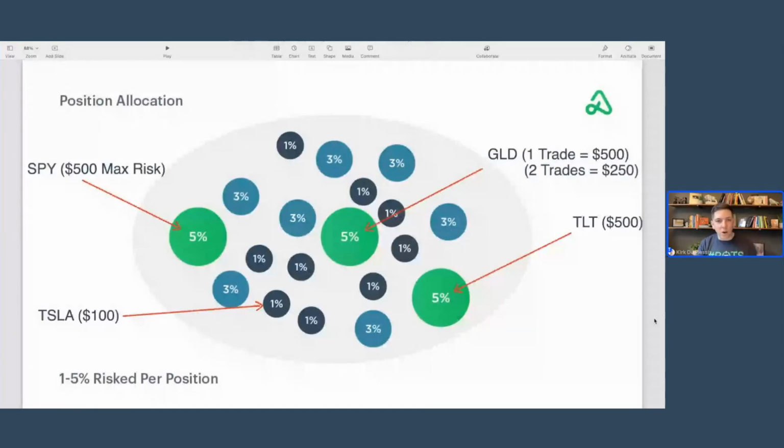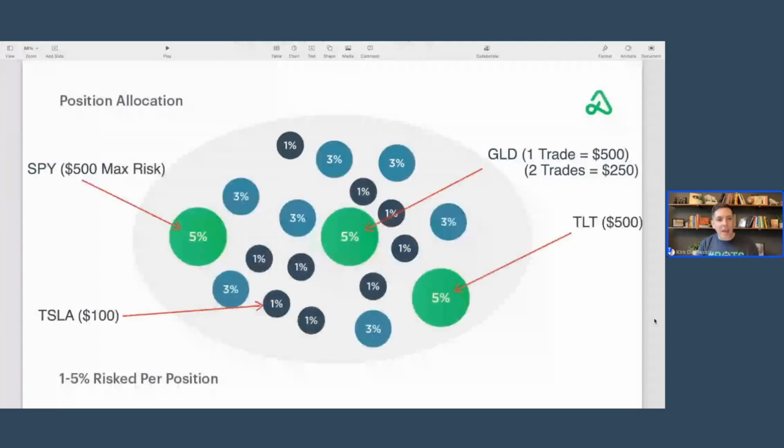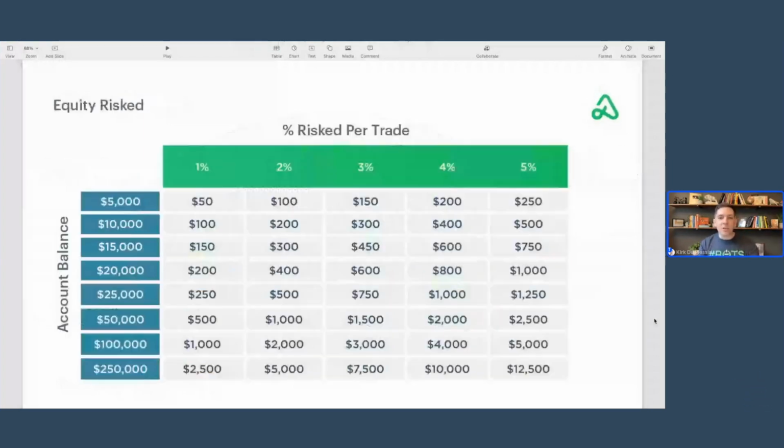So the starting portfolio value here was $10,000. And then this is how you might break up your portfolio. This is just on position sizing. This is risk. Okay, so here we go. Here's why. So let me just show you this chart.